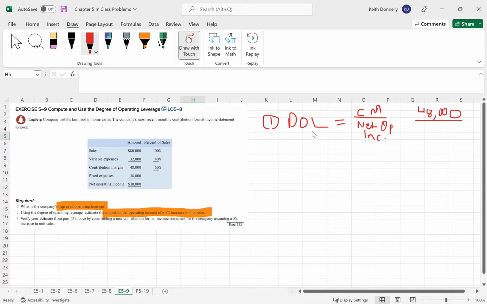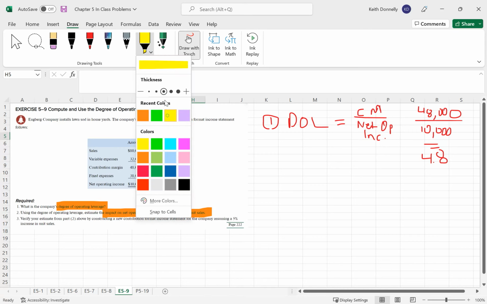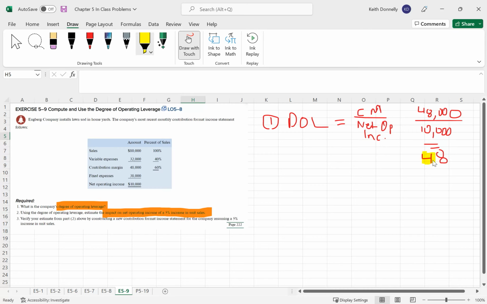And then our net operating income is 10,000. We snag that right from over there. Accordingly, our degree of operating leverage is going to be 4.8. Just plug in the information there. All right, 2 says, if we had a 5% increase in unit sales, what will the effect be?